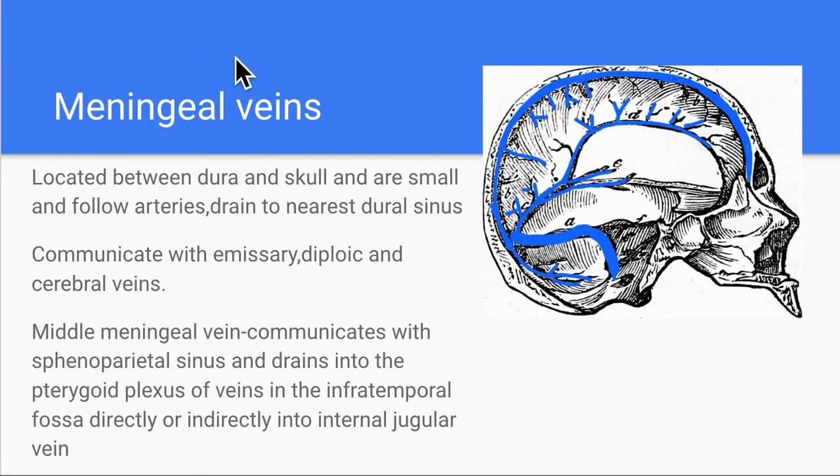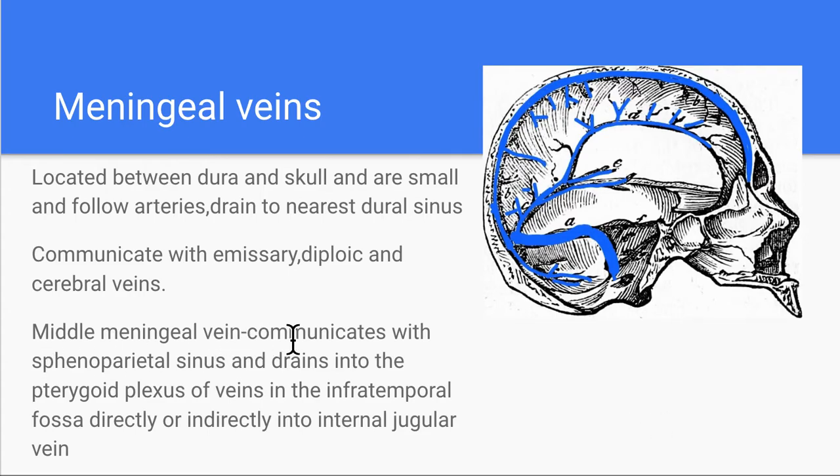Coming to the venous drainage. Okay, so the meningeal veins are located between the dura and the skull and are small, and they follow the arteries and ultimately drain into the dural sinuses. They communicate with emissary, diploic and cerebral veins, all of which basically drain into the dural venous sinuses, which ultimately drain into the internal jugular vein.